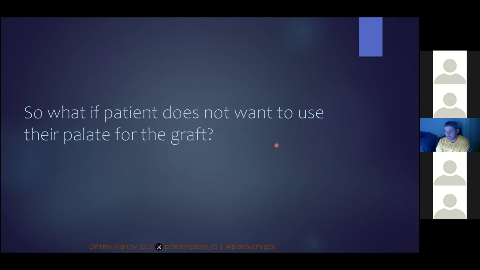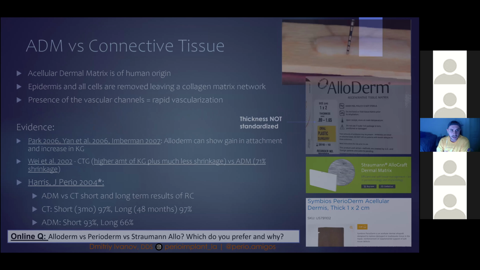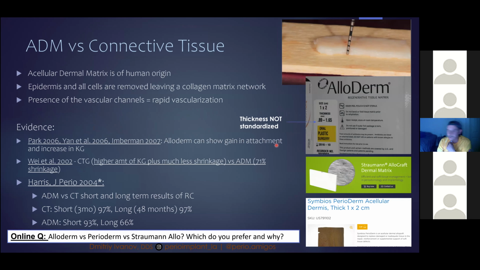So some patients, in my practice, I don't see a lot of patients that refuse palate graft, but there are patients that either don't want to do the graft. In some cases, you can actually avoid using the palate as well. So there are options. We could use acellular dermal matrix. ADM is a substitute for connective tissue of human origin.